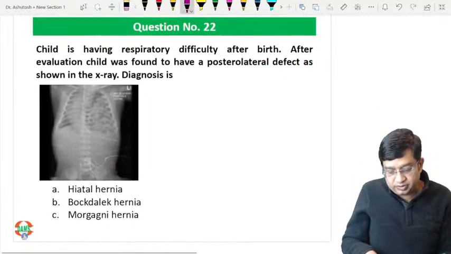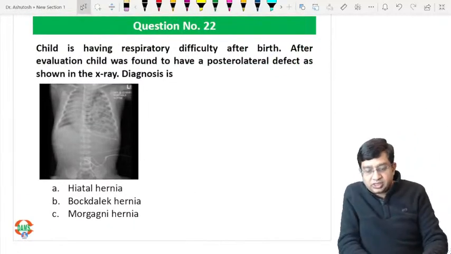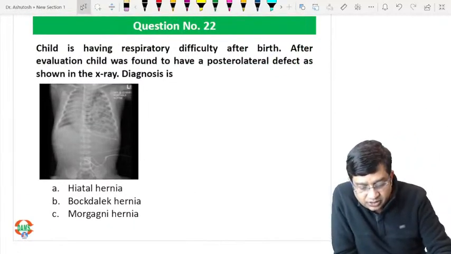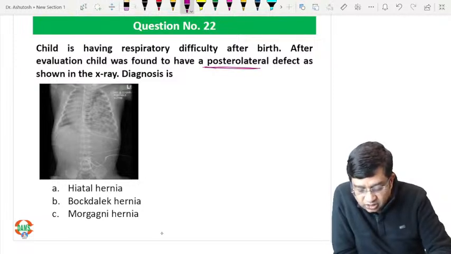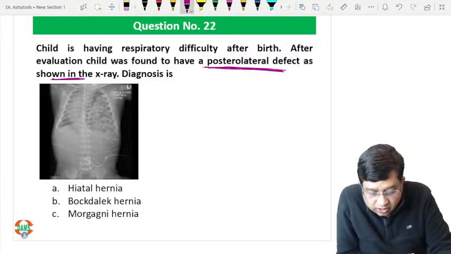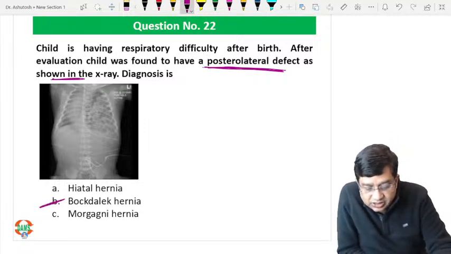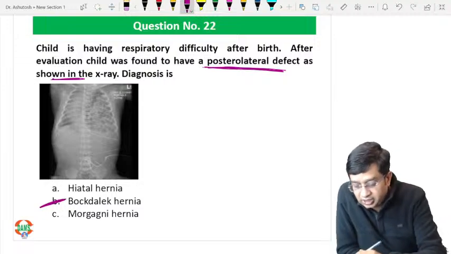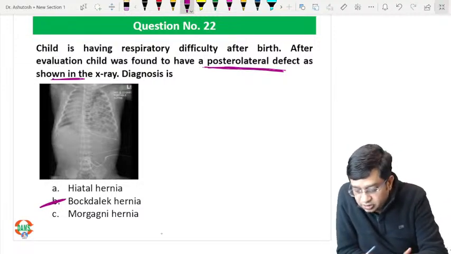Then this was a simple question. Child is having respiratory difficulty after birth. After evaluation, it was found to be a posterolateral defect as shown in the X-ray. What is the diagnosis? This basically is the Bochdalek hernia.